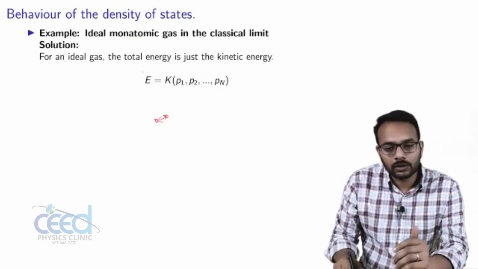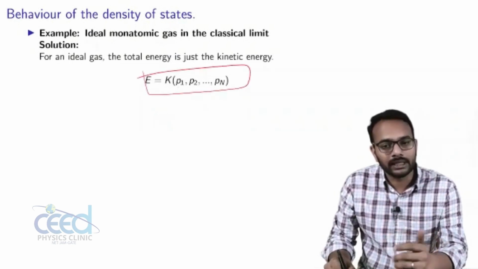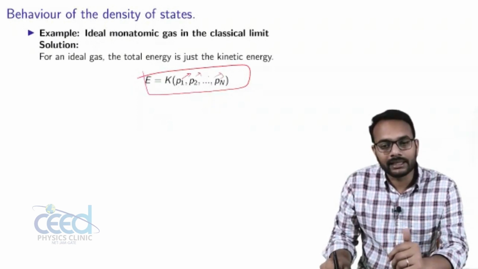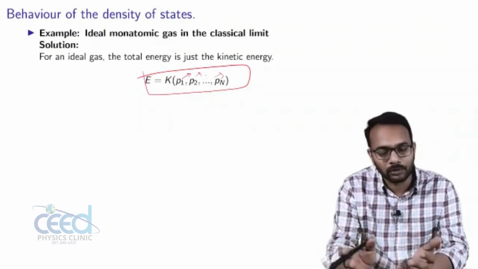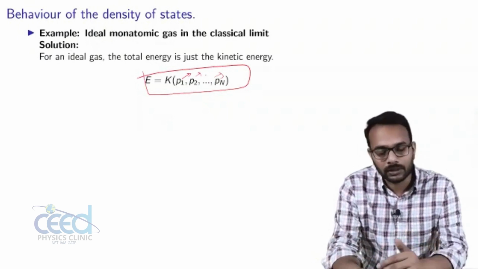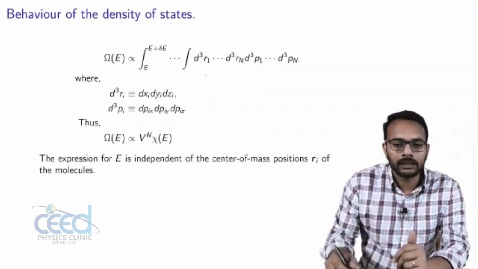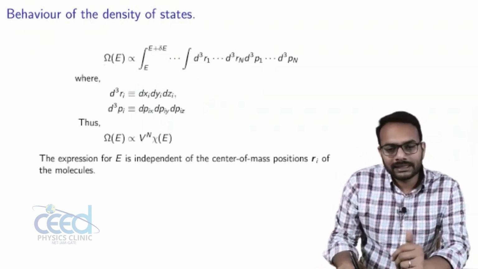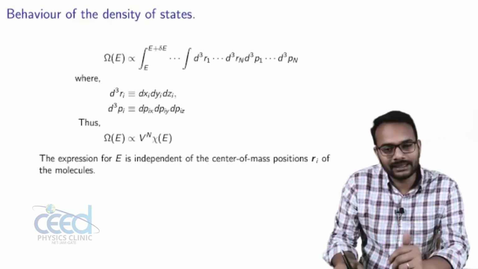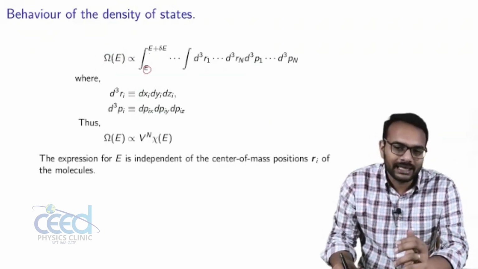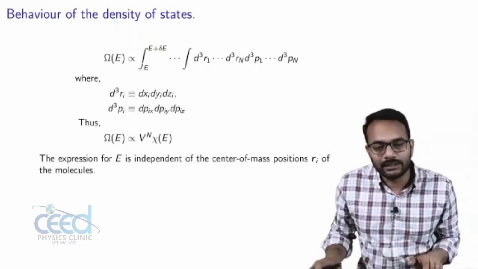So the total energy is just the kinetic energy, and obviously the kinetic energy depends only on the momenta. It's p squared by 2m for each particle: p1 squared by 2m for the first particle, etc. We say that the number of states with energy E, by that we mean it's between E and E plus delta E. We don't specify the energy exactly to be a particular value.